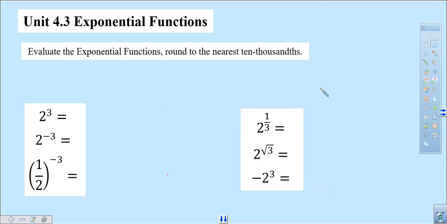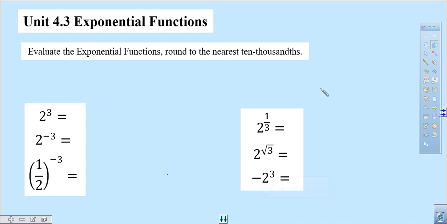All right, let's jump into this. Unit 4.3, exponential functions is the topic. And you're going to see that several of these questions on this homework assignment are very straightforward. And what they're really trying to get you to understand is that when you're plugging in values into an exponential function. So let's think about this.